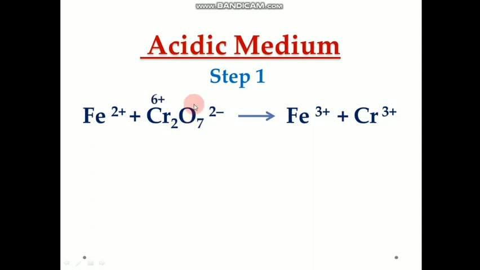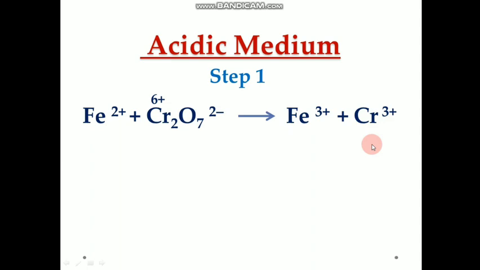So here 7 into 2, 14 minus, is there for oxygen. To balance that 14 negative and to get a net charge of 2-, Cr2 needs 12+. 12 minus 14 becomes minus 2. So the 2 chromiums give 12, so 1 chromium will have a 6+ charge, or 6+ is the oxidation number of chromium here. And in this case, Fe is converted to 3+, and chromium also is converted to 3+.